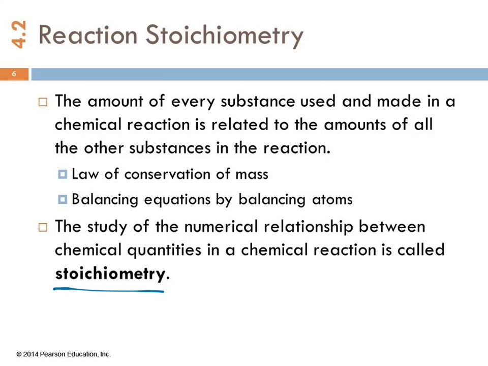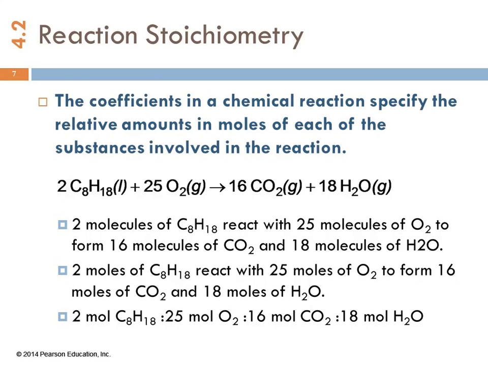Come on, next page. There we go. So the coefficients in that equation, it has to be balanced, are going to give us relative amounts in moles. So we kind of already said this, but we can elaborate. 2 molecules plus 25 molecules gives 16 molecules and 18 molecules. Or we can say moles. 2 moles of that reacts with 25 moles of this, creating 16 moles of that and 18 moles of that. We could express it as a ratio.